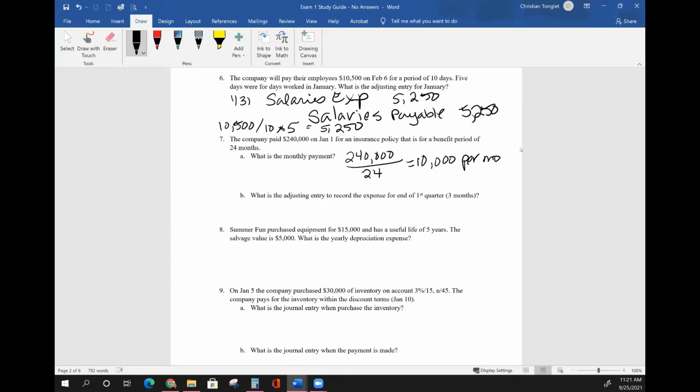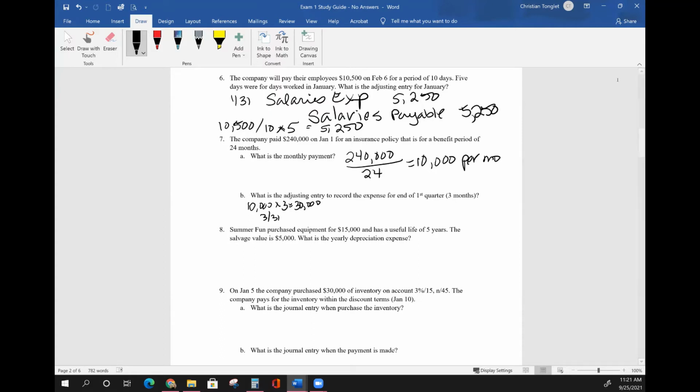So I paid for it for January. My policy is good for 24 months. So I know the next 2 years, I'm going to have to do $10,000 per month for my insurance expense. So for 3 months, I'm just taking that 10,000, multiplying it by 3 to come up with the 30,000. Okay, so when I do my entry, it's going to be the end of the 3 months. So it's going to be the 3/31 date.